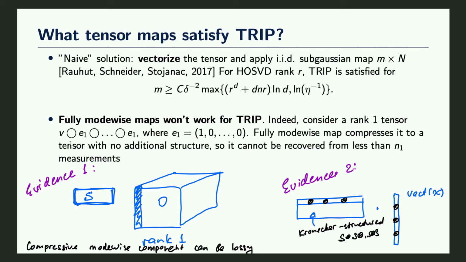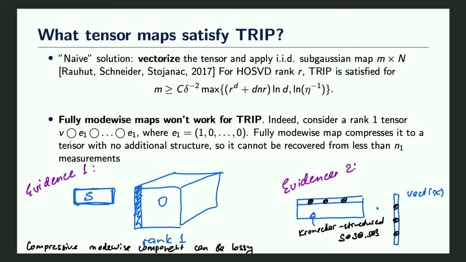I can't solve the system, it's underdetermined. I can't find it from fewer measurements. And I don't really have a structure in this one fiber. So it can be seen that this pure mode-wise procedure cannot be enough for recovery. So we need some more leverage.